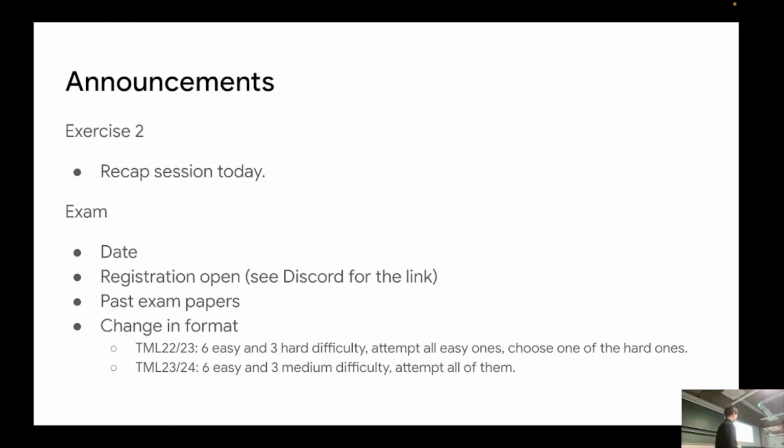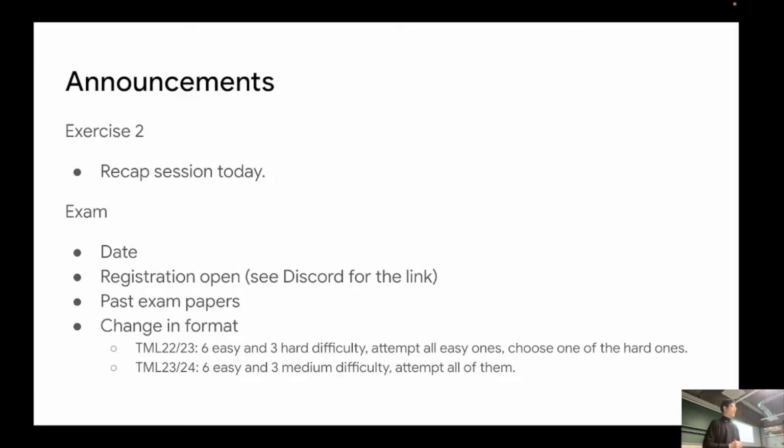So some of the announcements today. Exercise 2, yes, that's going to be exercise 2. There's a recap session after the lecture today by Evgeny. I have a few items to share for the exam. The date has been there. I have opened the registration, so the link is on Discord. Please follow the link, and if you wish to take the exam, just write down your name and so on. You have access to past exam papers, right? I guess you're all in Discord, so we can take a look at that.